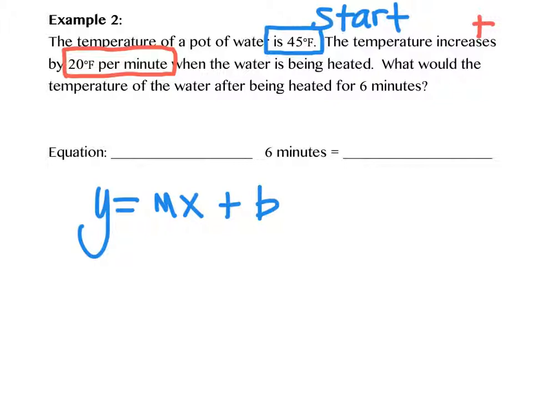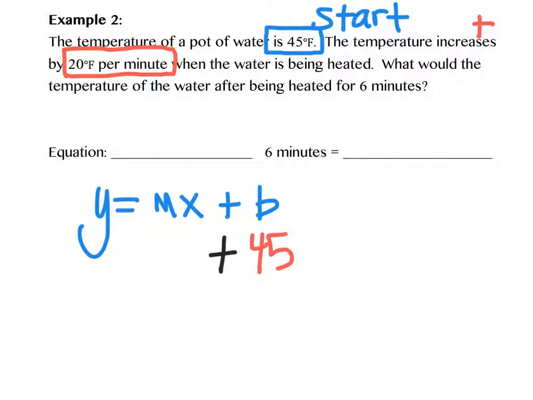When we look at this question, it said the temperature we already have is 45 degrees. So I'm going to put 45 degrees at the end. No matter how many minutes I boil the water, it started at 45 degrees. So that has to be there. And then it says I should add, so I have my plus sign.